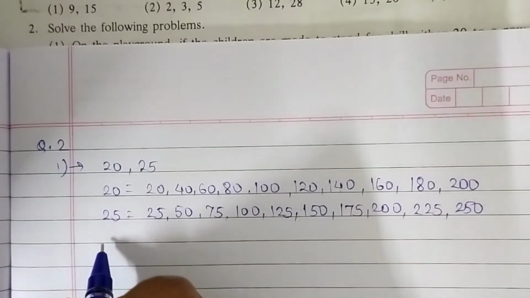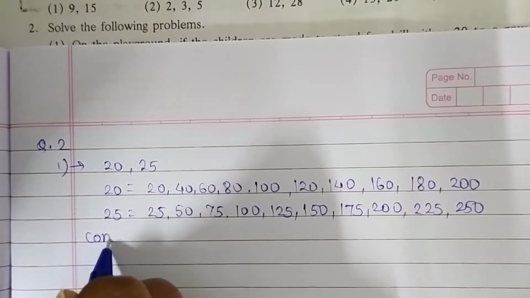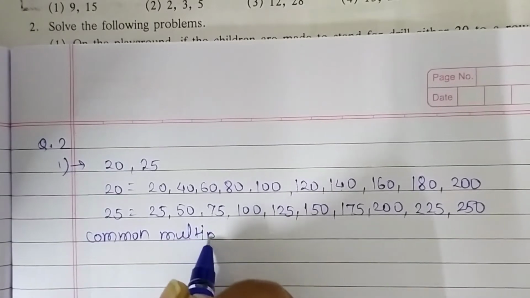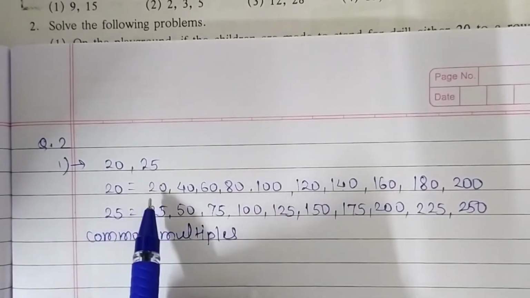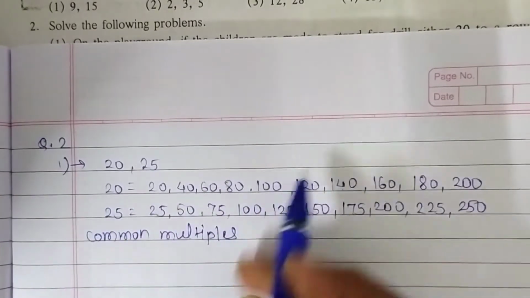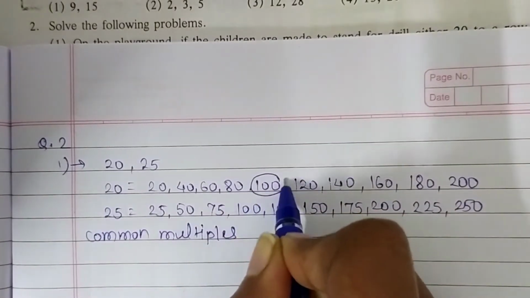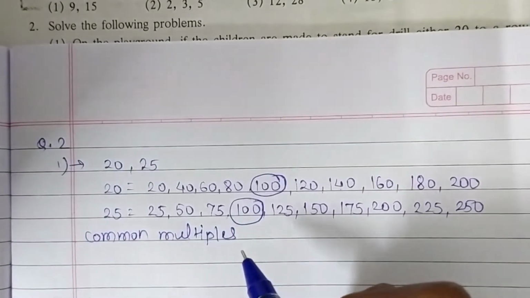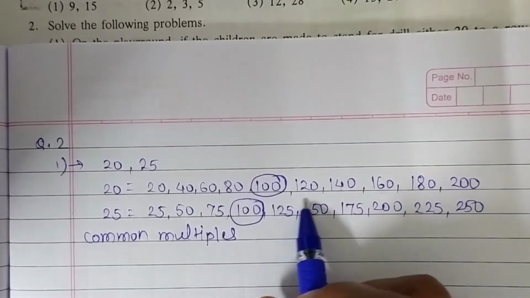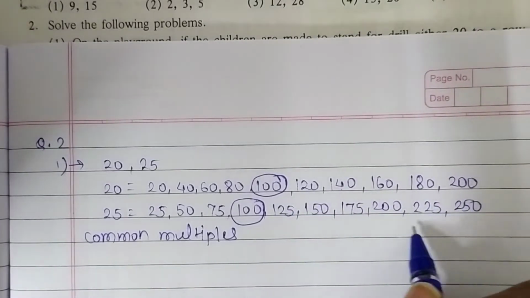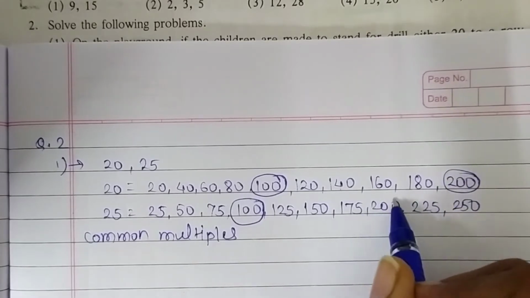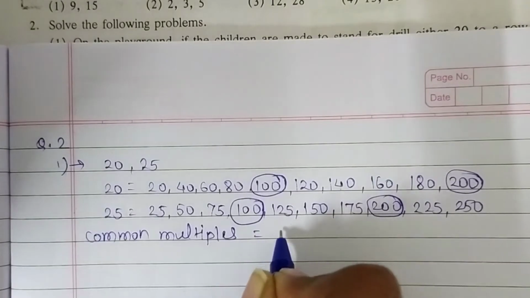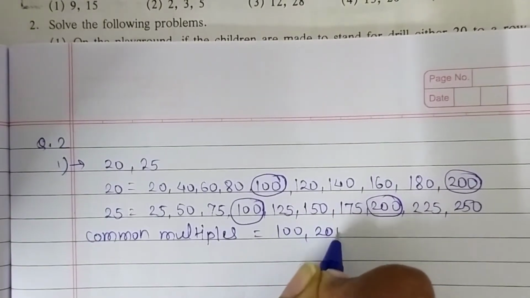Now let's find out the common multiples here. In 20's table we find 100, and in 25's table we also find 100 here. Now the second common multiple is 200. Let's circle them and write them in common multiples: 100 and 200.